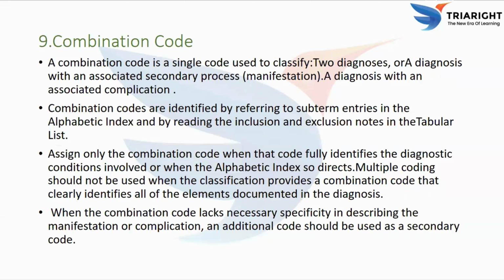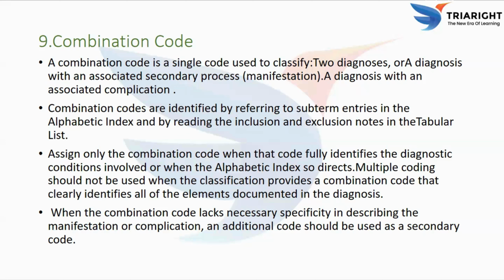For example, when type 2 diabetes mellitus is diagnosed with diabetic nephropathy, what do you have to code? There is a combination code for this. This one code represents both the diabetes and the kidney complication as well. So E11.21 code must be assigned. So how to identify the combination codes? You can find them in the alphabetic index under subterms. Always verify in the tabular list, checking the inclusion and exclusion notes for accuracy.